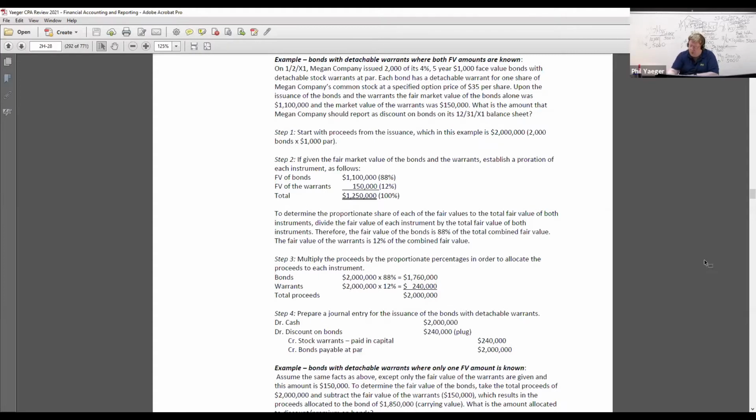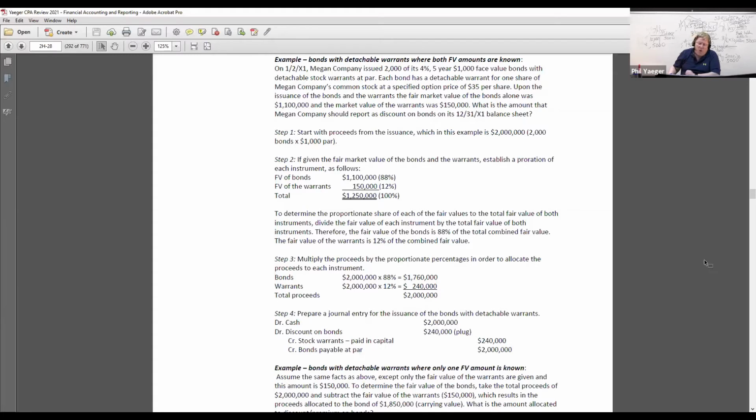What's the bonds payable going to be credited for? 2 million. All right. What's the carrying value of the bonds? 1,760,000, right? So we're going to have a plug to unamortized discount on bonds, 240,000. You see that? Yes.